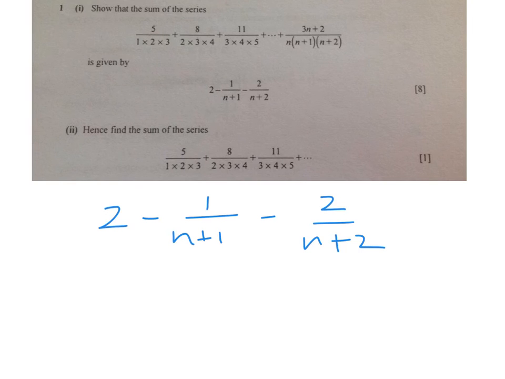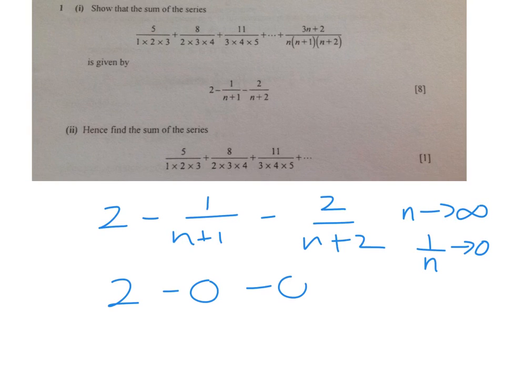And what we know is that as n tends to infinity, 1 over n tends to 0. So that's going to leave us with 2 take away 0, so the sum to infinity would be 2.